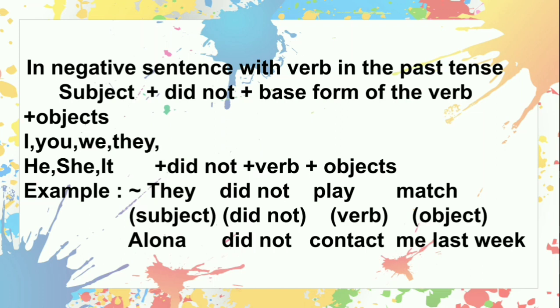Then let me see its example. They did not play the match. So here they is the subject. We keep did not, and play is the verb and match is the object. Same here, second example: Alona did not contact me last week. So here you can see the subject is Alona, then did not, the verb is contact, and the object is last week.